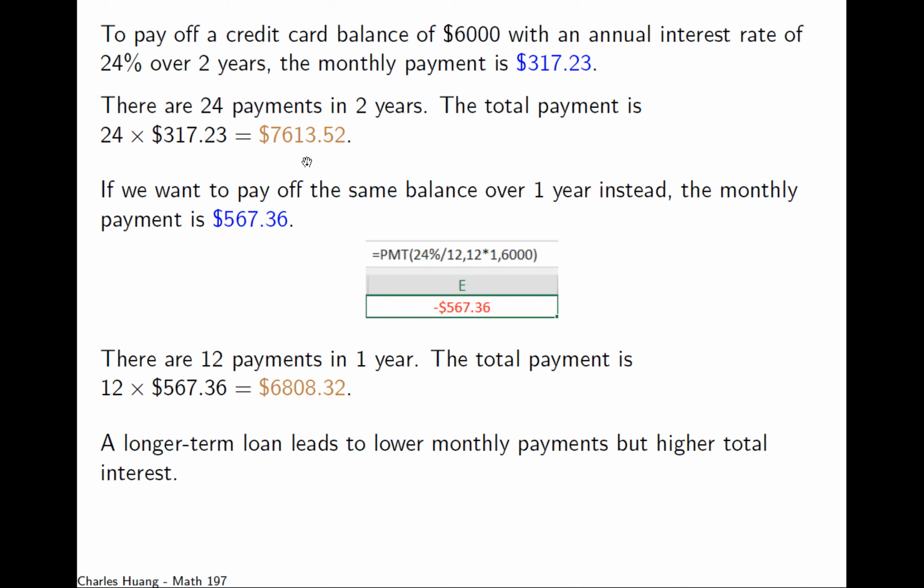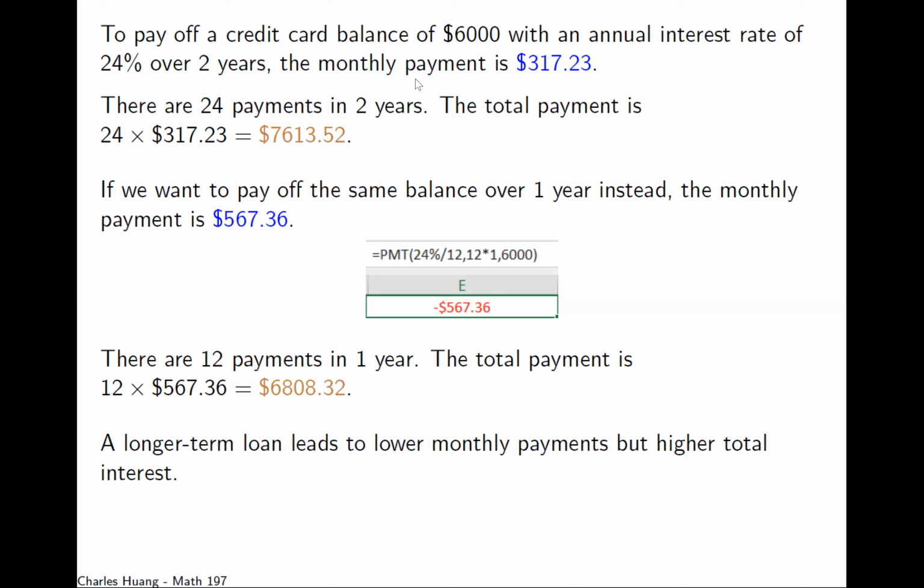Now, what if I want to pay off everything in 1 year? We can do the same calculation again, and we get 567.36. You'll notice if you want to pay off your loan faster, you have to pay a much larger amount, right? We're paying a larger amount to do this faster. The advantage of doing this faster is that the total that you pay is a bit less, because we're paying less interest.